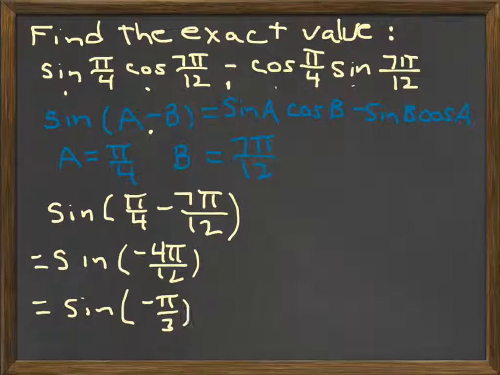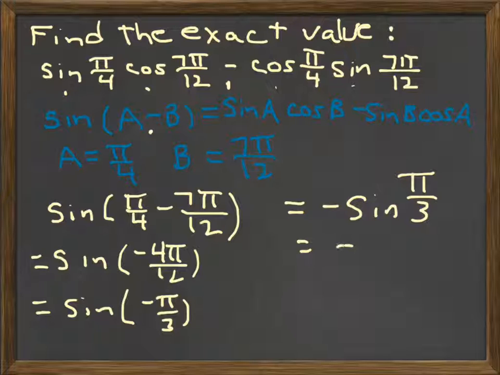Since sine is odd, I can rewrite that as negative 1 times the sine of pi thirds. And the y value at pi thirds, if you're looking at the unit circle, is root 3 over 2. So the answer is negative root 3 over 2.